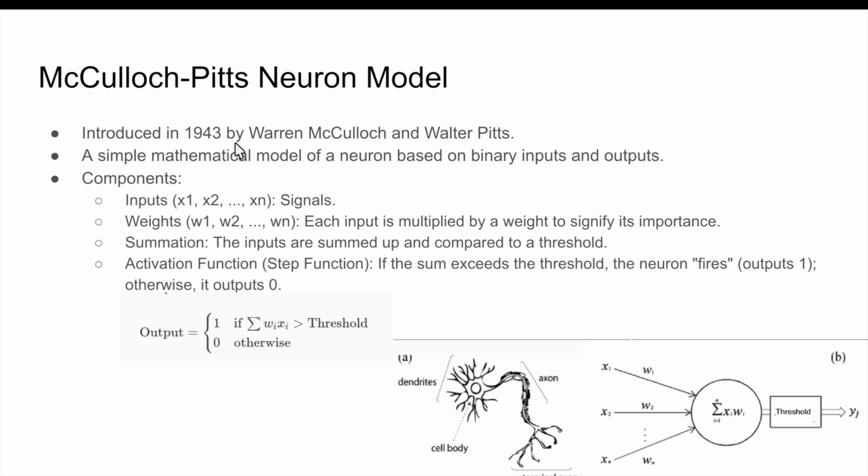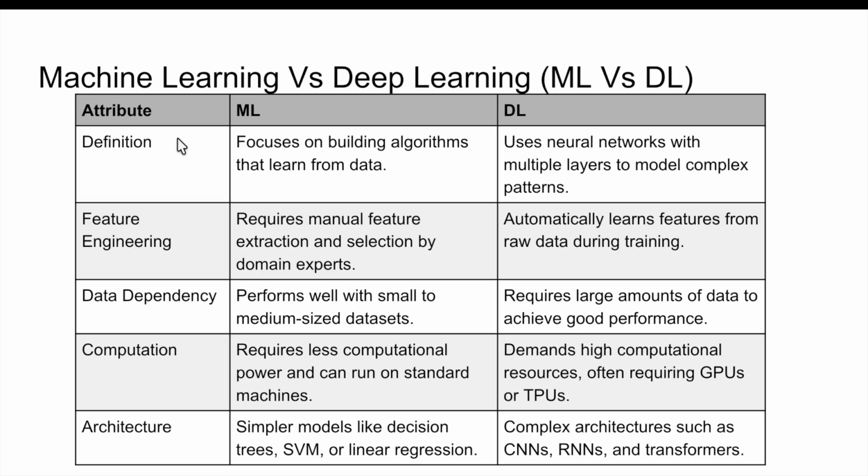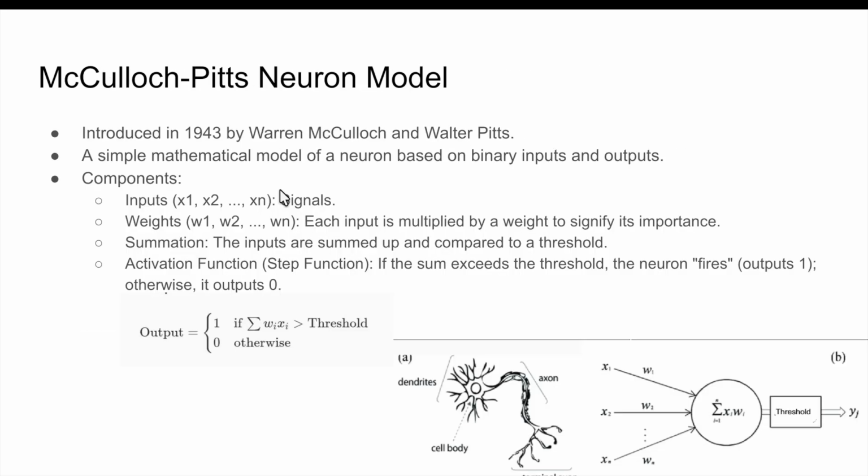So what can this McCulloch-Pitts model be used for? It can only be used on data which is linearly separable. It only works for linearly separable data. So what do I mean by linearly separable data? Consider the case of the AND gate.